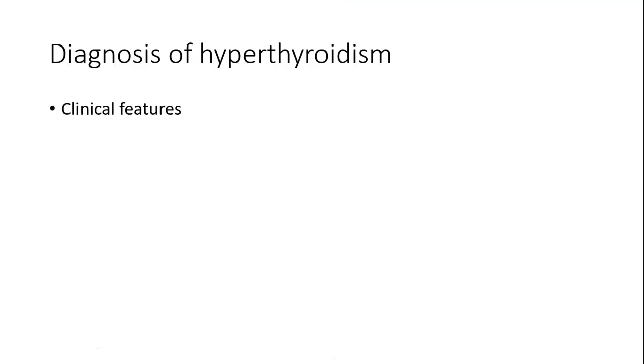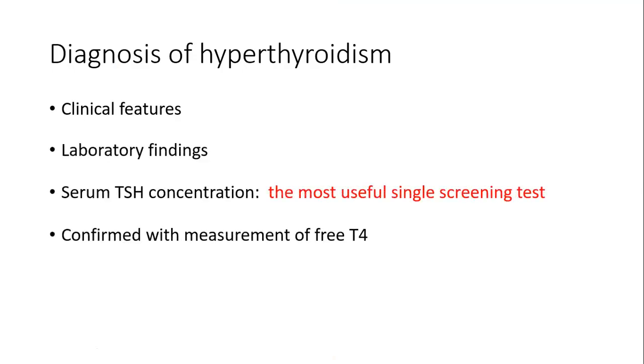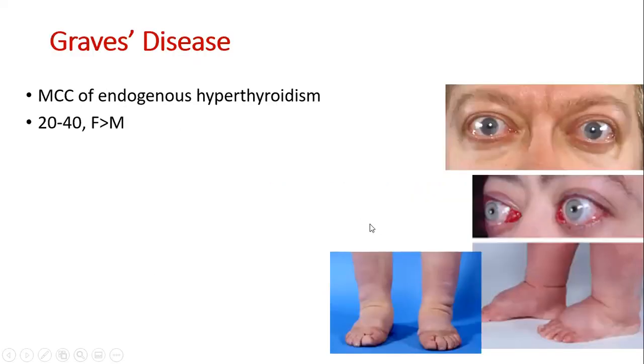So how to diagnose? Very simple. It's the classic clinical features we have discussed, plus lab findings of high thyroid hormone levels. The best test is serum TSH level, because TSH is the hormone secreted by the pituitary that regulates thyroid hormone secretion. If there is a subclinical state of hyperthyroidism, the TSH level will also be low because of the negative feedback mechanism. A low TSH is the most useful single screening test for thyroid functional disorders. Confirm with measurement of free T4 levels. That's confirmed: Graves' disease.